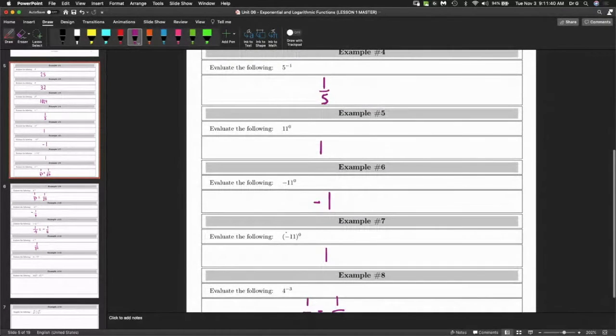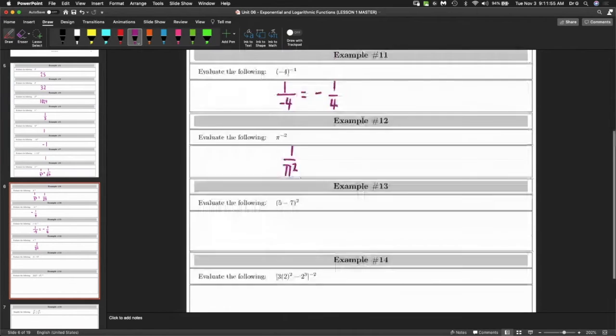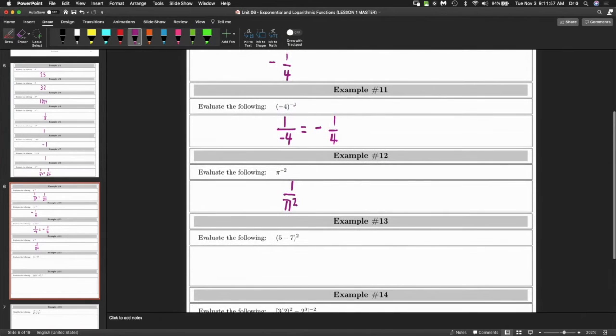Example 7 is brackets to the 0. Okay, example 7 is different because the 0 turns everything in the brackets to a 1. In example 11, when you have a negative 1 applied to any quantity, you do 1 over that. So if you have something to the negative 1, I don't care what's in that box. It's 1 over that box. You understand?